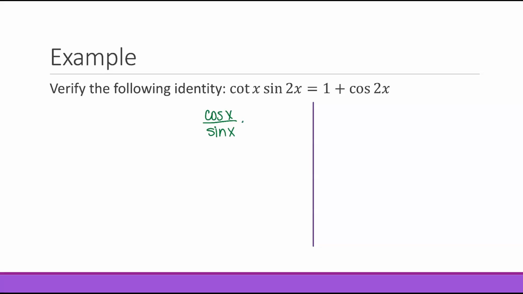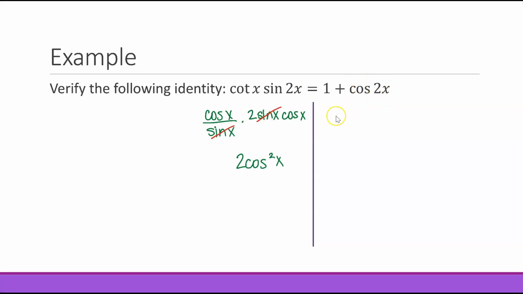And sine of 2x is 2 times sine x times cosine x. So here I can cancel the sine x's. Sine x over sine x is 1. And what I have left is 2 cosine squared x.